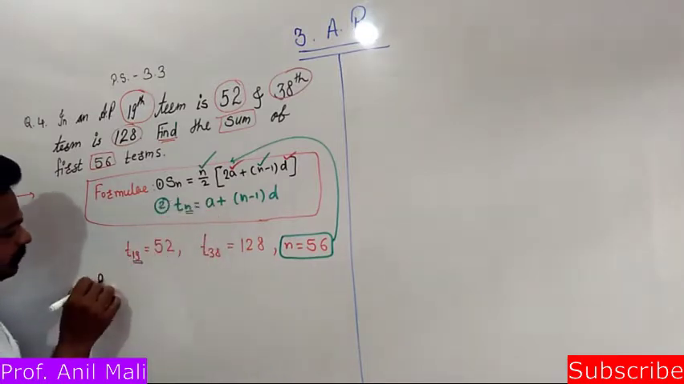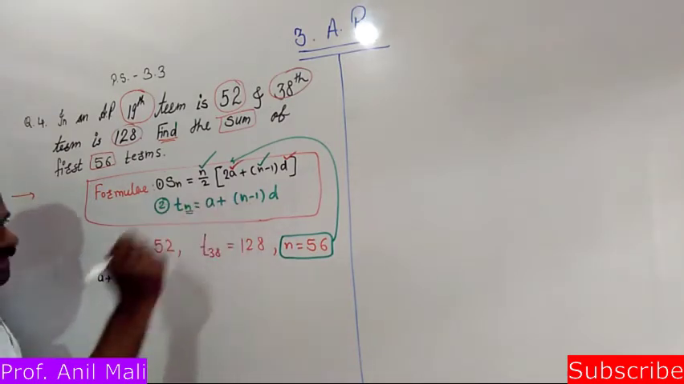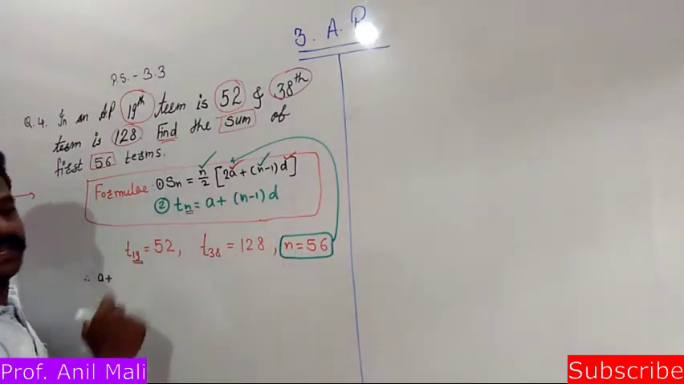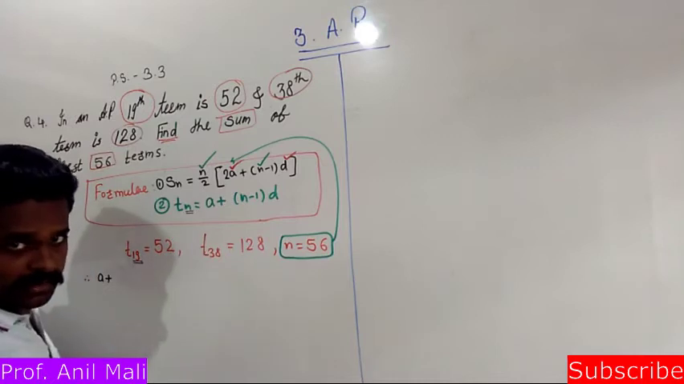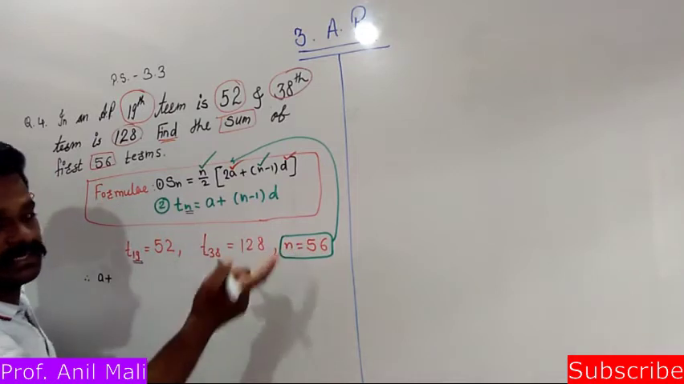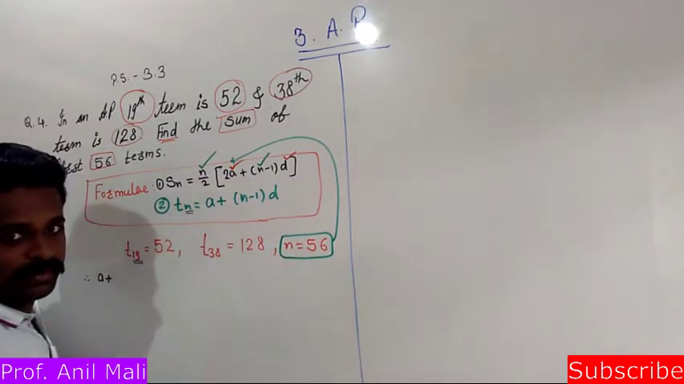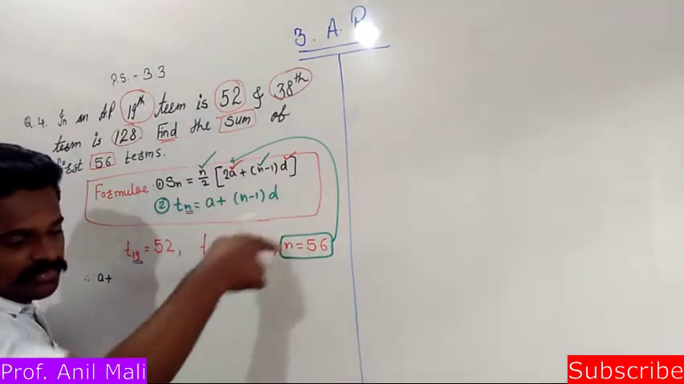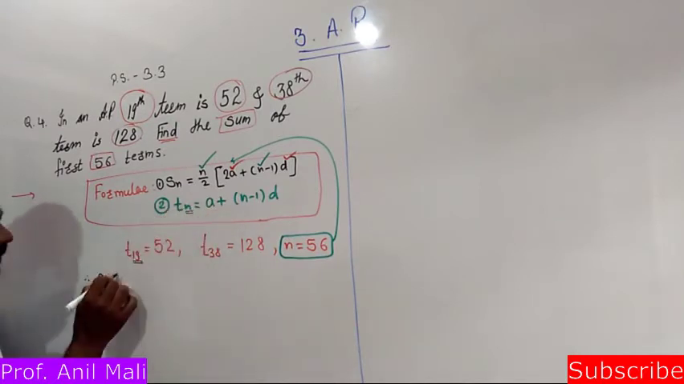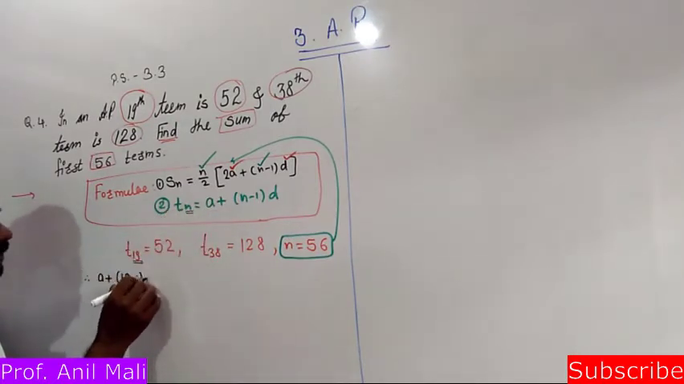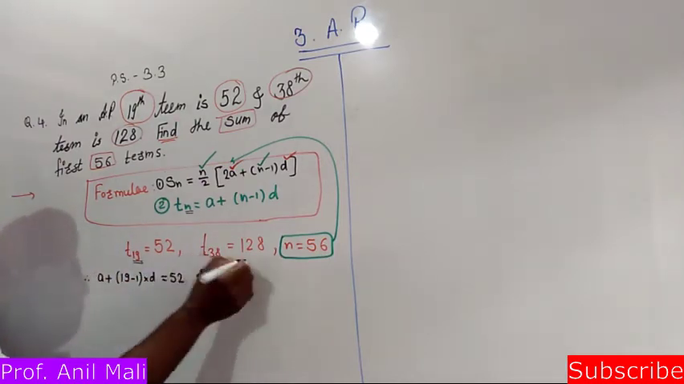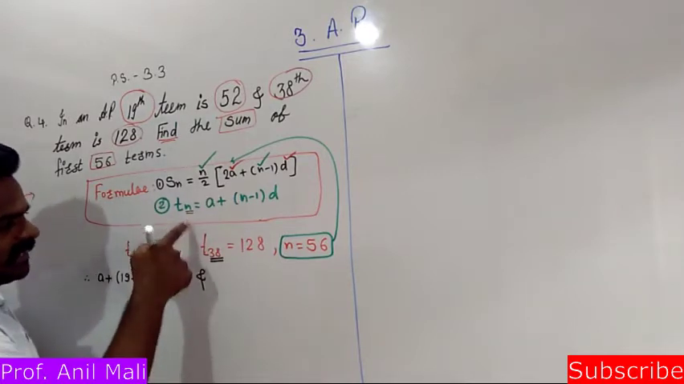So A plus n minus 1. How much n will you take, 56 or 19? We will take only 19 because that is the formula for the nth term, and I have told you n is equal to 56 is the total number of terms in the given arithmetic progression, and we need to find the sum of all those 56 terms. That's why n is equal to 56. So A plus 19 minus 1 into D is equal to 52.